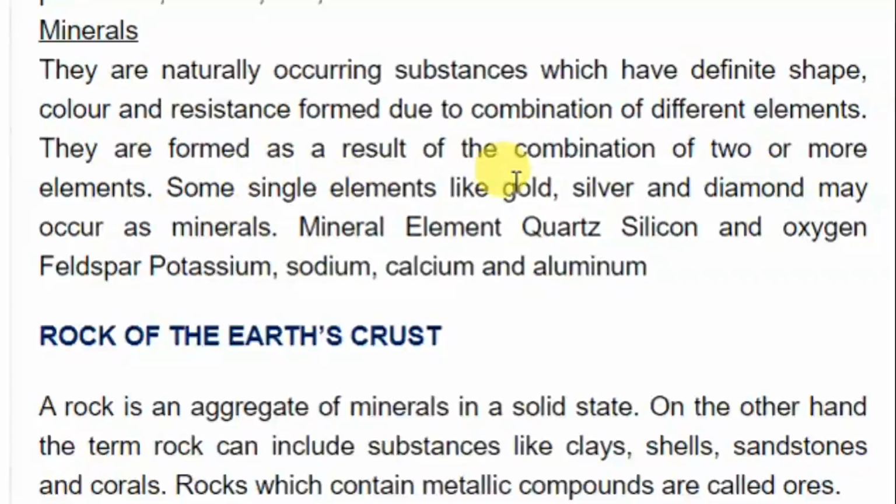Some are single elements, like gold and silver. So we have gold, we have silver, we have diamond. Diamond itself is carbon, then you have silver, we have gold. Hizo ni other elements ambazo zinakuwepo hapo. So mineral, element: quartz, silicon and oxygen; feldspar, potassium, sodium, calcium. These are just examples.